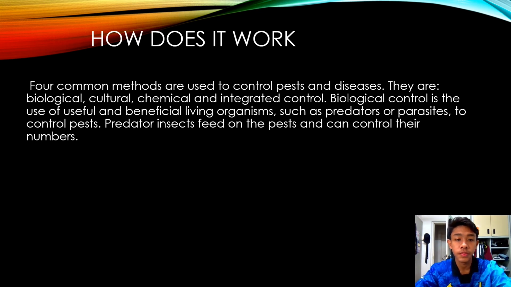How does it work? Four common methods are used to control pests and disease. They are biological, cultural, chemical, and integrated control. Biological control is the use of useful and beneficial living organisms, such as predators or parasites. To control pests, predator insects feed on the pests and can control their numbers.